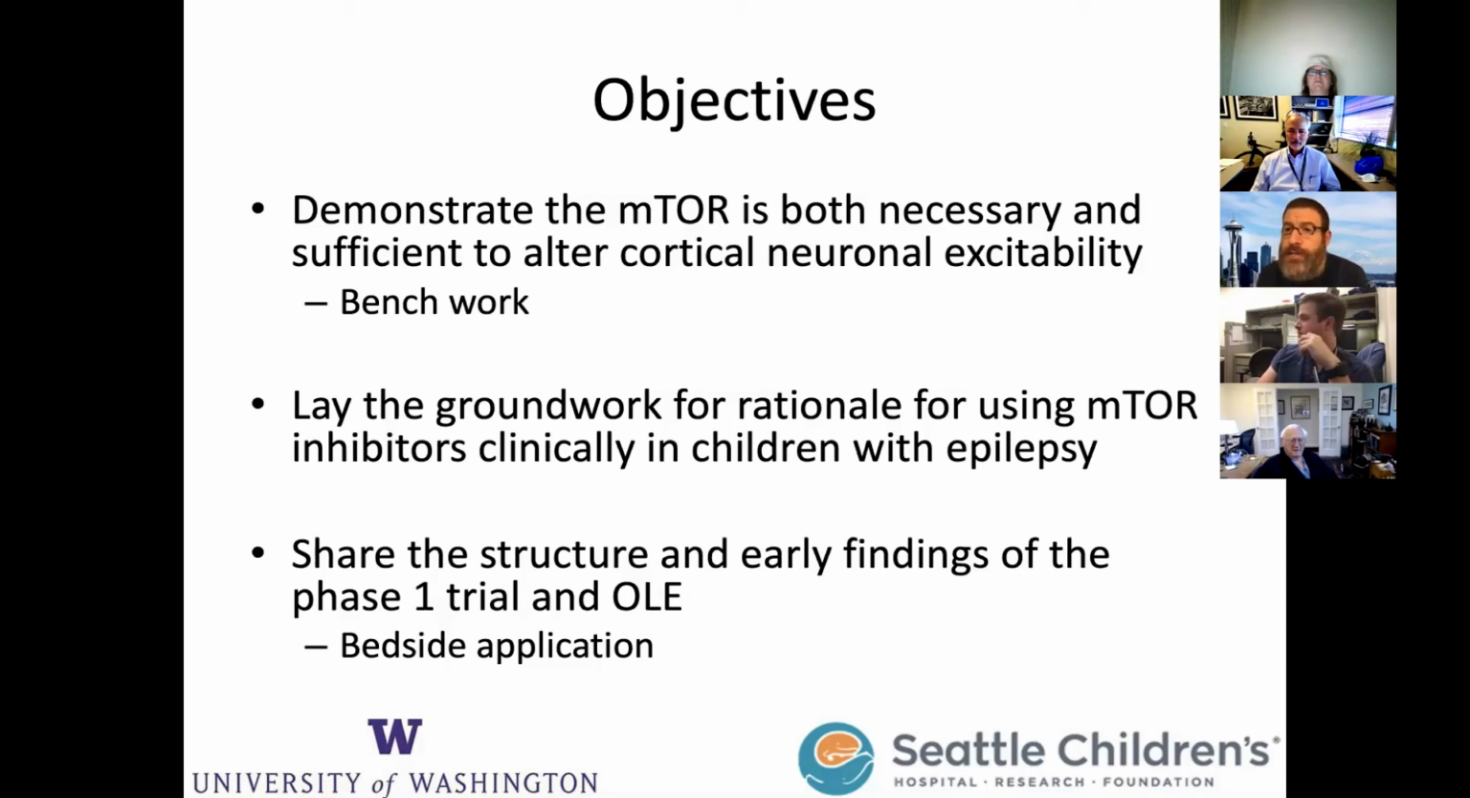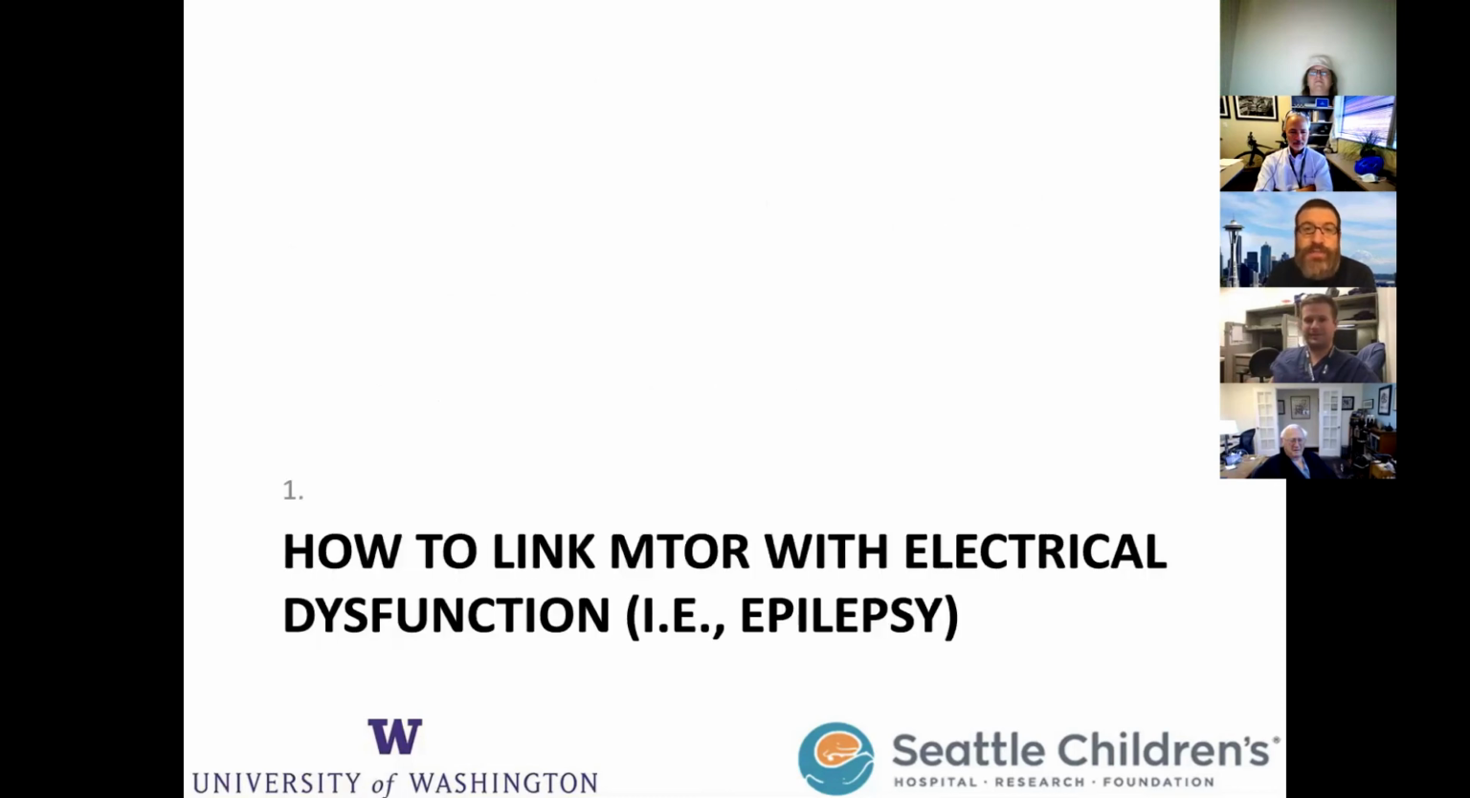in children. And then finally, I hope to share with you the structure and early findings of a phase 1 clinical trial that we began at Children's about 2 years ago, and what has now become also an open label extension for a couple kids that really had significant changes on the trial, which I hope to share with you as well. And the overarching theme here, hopefully, will be a real bench to bedside endeavor. So we'll start with, how do we take this protein mTOR, and link it to an electrical dysfunction phenotype like epilepsy?